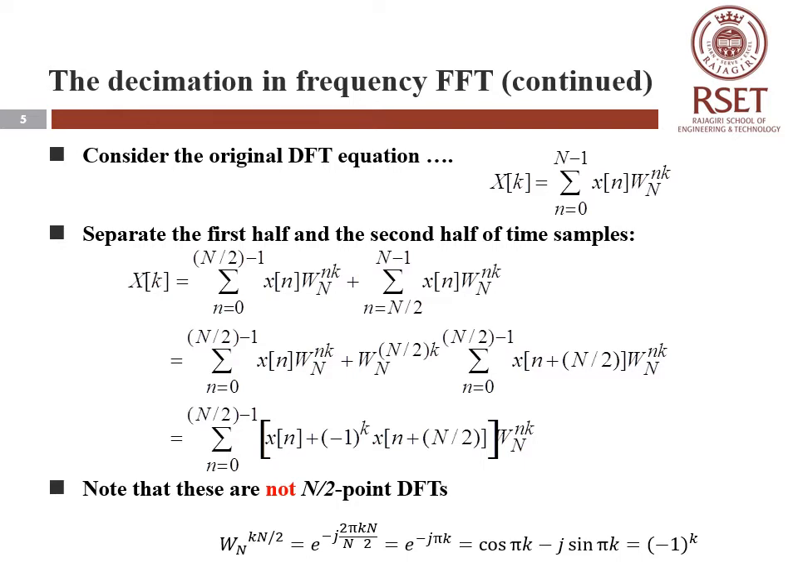From the second summation we are taking out W_N raised to N by 2 into k. Now what happens? This W_N raised to kN by 2 is equal to e raised to minus j 2 pi by N into kN by 2, which is equal to e raised to minus j pi k, which is equal to cos pi k minus j sin pi k, which is equal to minus 1 raised to k. Therefore, the summation is sigma n from 0 to N by 2 minus 1 of x of n plus minus 1 raised to k x of n plus N by 2, into W_N raised to kn.